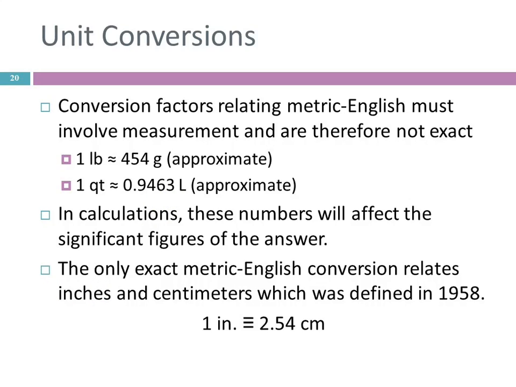There is one exact metric-English conversion, and that involves inches and centimeters. So here, 1 inch, this triple line is a fancy equal sign, meaning exactly equal to, the same as. So 1 inch is exactly equal to 2.54 centimeters. So this does not limit your answer to 3 significant figures. This one is exact because we redefined the inch in 1958 to be exactly 2.54 centimeters. Okay?